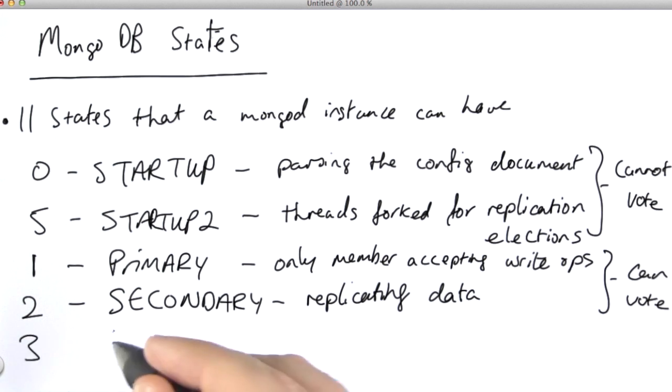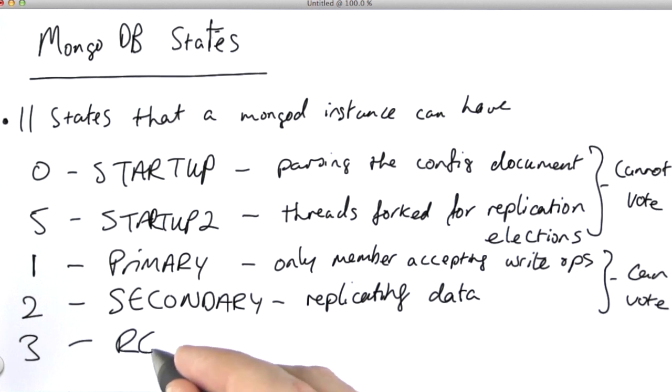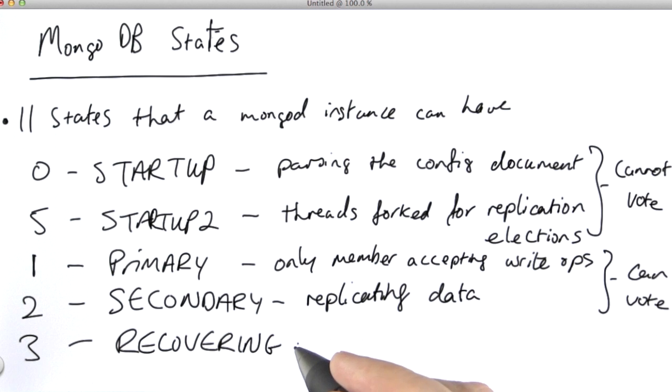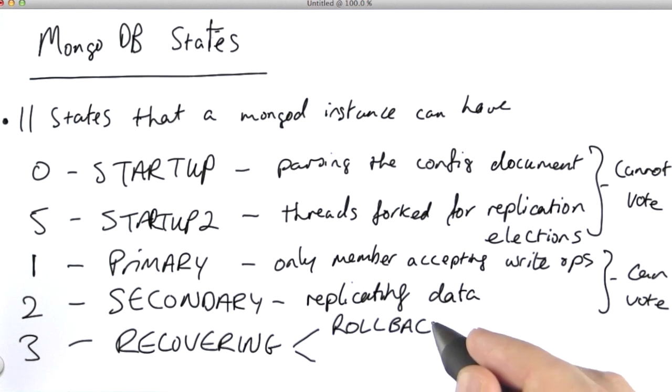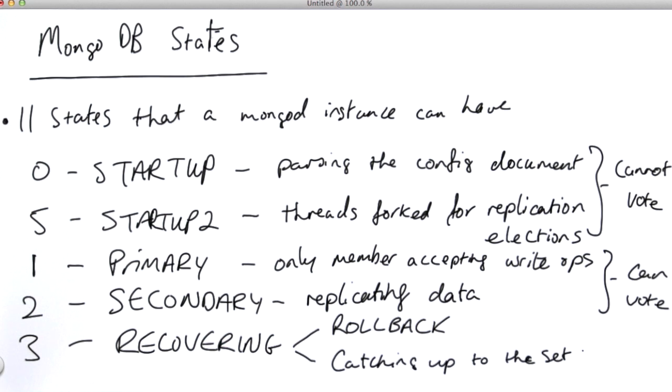State 3 is recovering. You'll see recovering in sort of two basic scenarios. You'll see it before something goes into a rollback, or it can be the state that a secondary or former primary goes into while it's catching up, or resyncing from scratch. Catching up to the set, resyncing from scratch, those are both very, very similar operations. While something is in recovering, it can vote. So it will be contributing to elections and everything else.